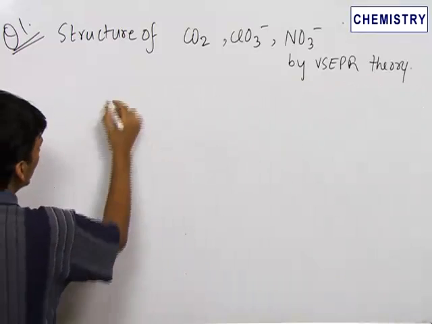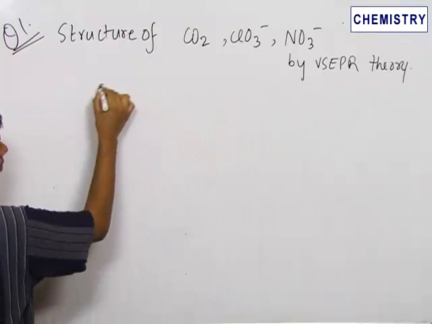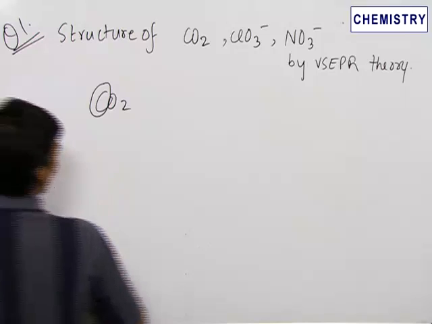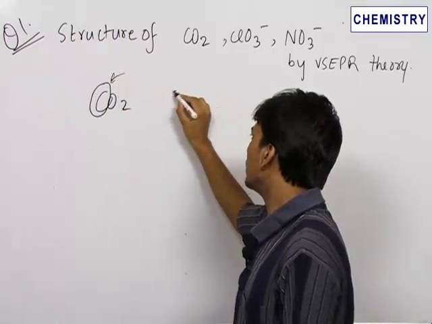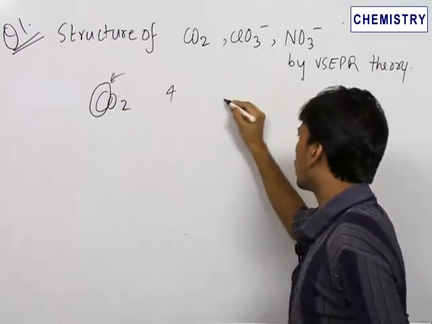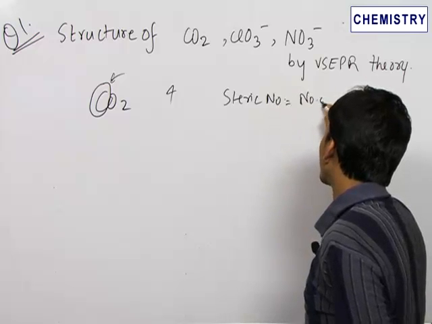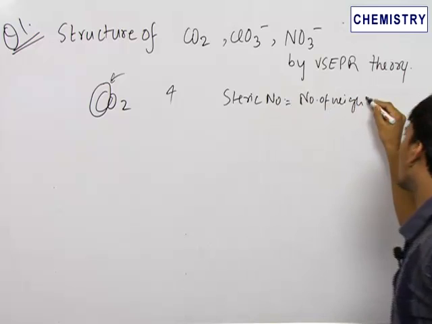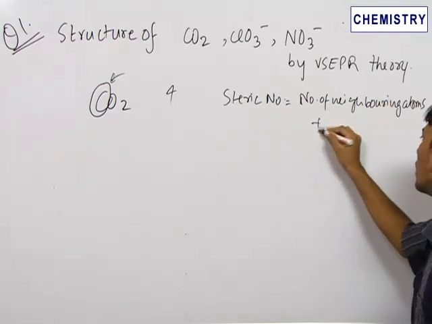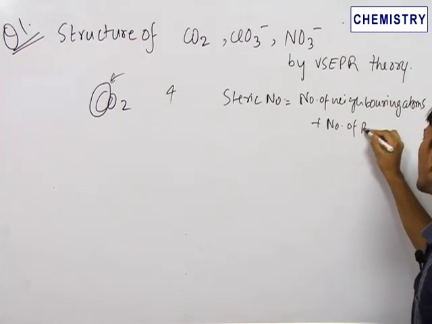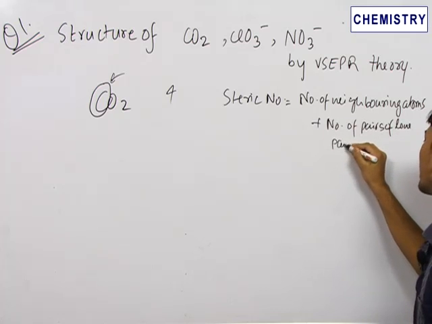So let us first start with CO2. The first step that you should do is find out the number of electrons in the outermost shell of the parent atom, the central atom over here, which is carbon. The number of electrons in the outermost shell of carbon is 4. In this method, you should always first find out the steric number. Steric number is equal to the number of neighboring atoms plus the number of lone pairs on the central atom.